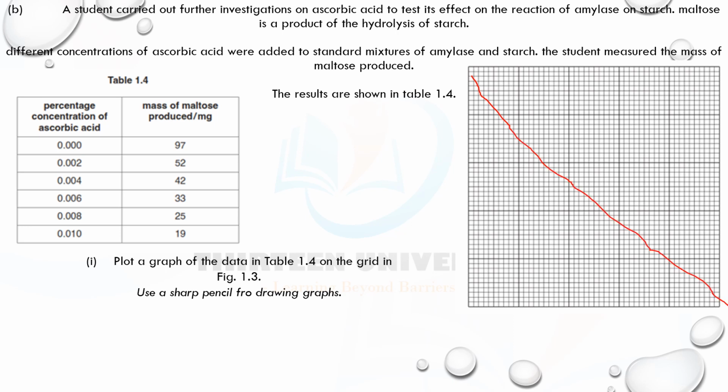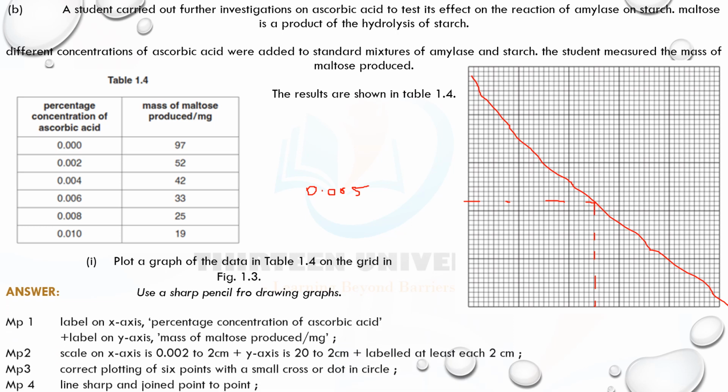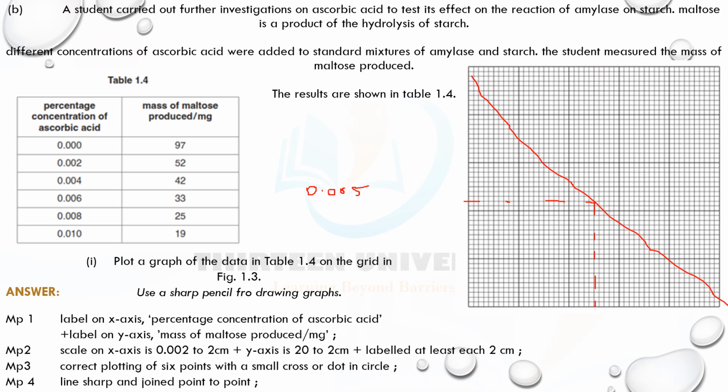If they now ask you to determine the value for a particular percentage, maybe 0.5% of ascorbic acid, you just come to wherever that is here, and trace it to the graph. They're asking what value it will give you, so trace it, and then read off the value. That's it. So this is for plotting on the graph.